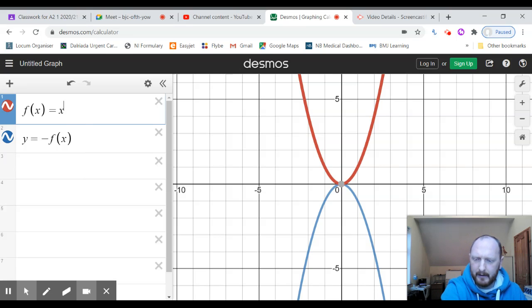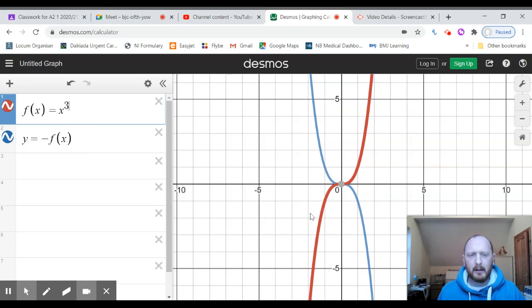And it would be the same if we had a cubic, x cubed. We can see that the negative part of the cubic graph has been reflected to the positive, and the positive part has been reflected to the negative. So that's whenever we've got a minus outside the function.